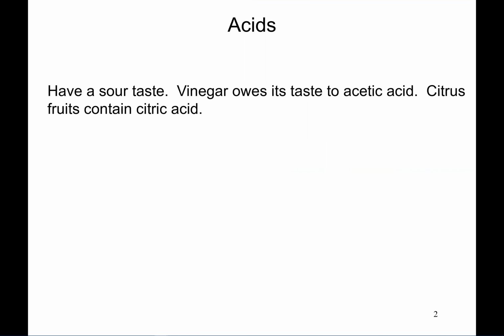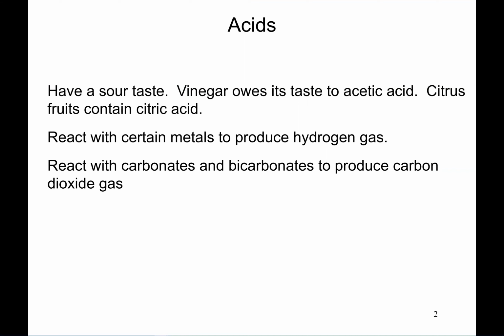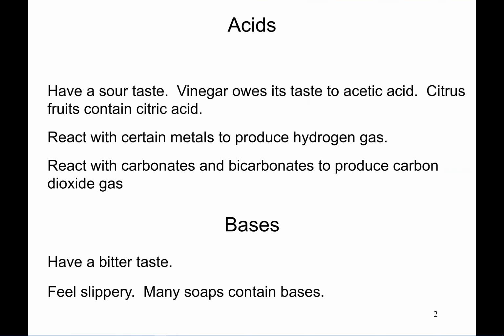First, we start with an acid. Acids have a sour taste. Vinegar owes its taste to acetic acid, citrus fruits to citric acid. Acids react with certain metals to produce hydrogen gas, and react with carbonates and bicarbonates to produce carbon dioxide. Bases have a bitter taste and feel slippery.